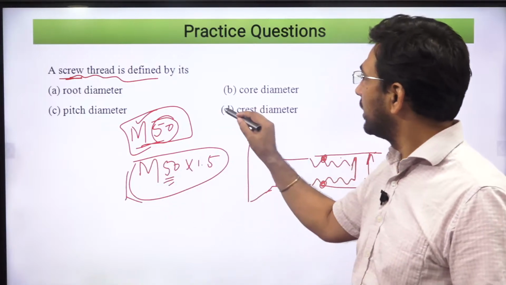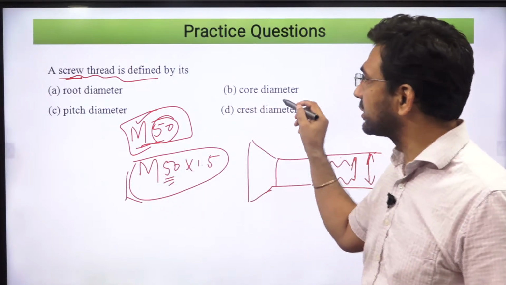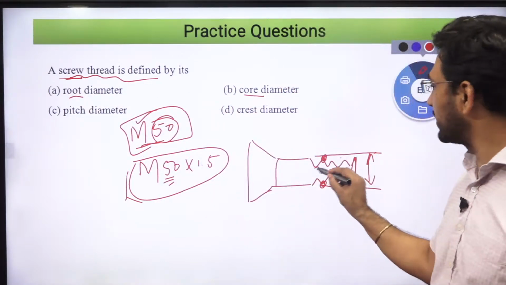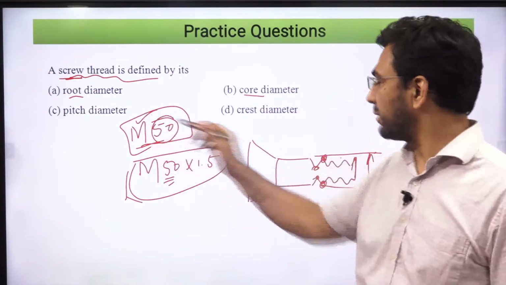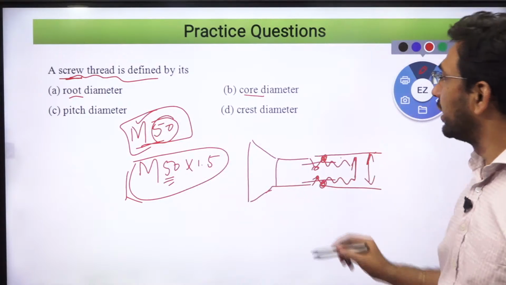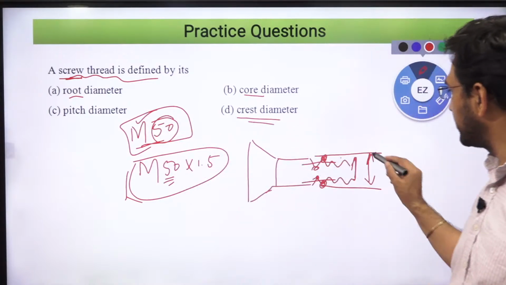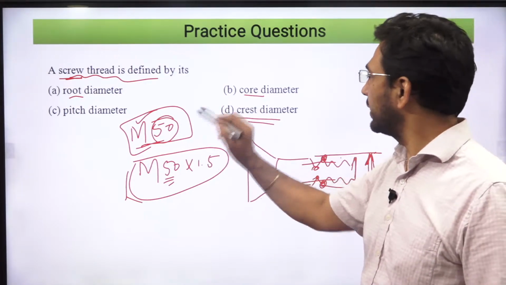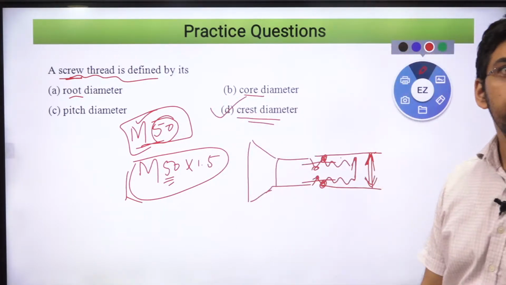So out of these, which one is the core diameter, the smallest? Core and root are the same. That means he's talking about this in both the cases. Pitch diameter, obviously, is somewhere here. And then you are left with the crest diameter. This is the largest diameter, the nominal diameter. So we are going to define it with which one? That is D.